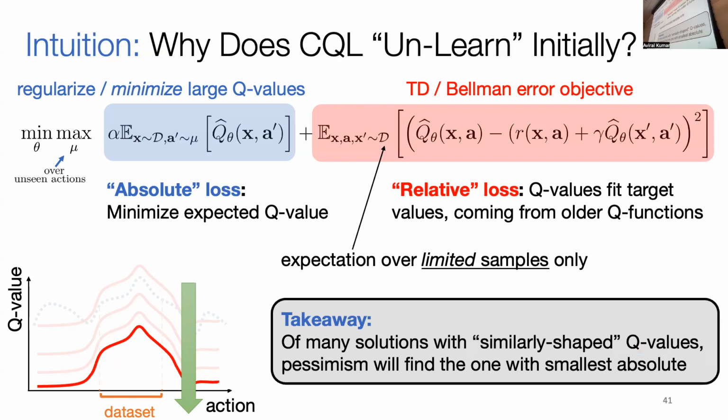So the high-level takeaway here is that the reason these Q values are super low is that there are many solutions which can all be of a similar shape, meaning the Q values across actions look similar. CQL, or any pessimistic algorithm, is going to find the one with the smallest absolute value in this case. So it's the smallest one here.